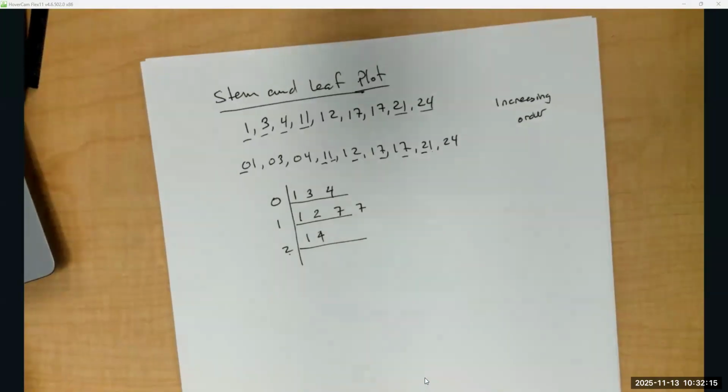So that's a stem and leaf plot. Pretty boring, but what it's good for is that this is another way you can see the mode. Whichever leaf is longest, that's the modal class, modal group.